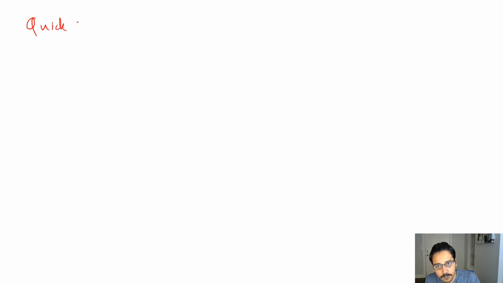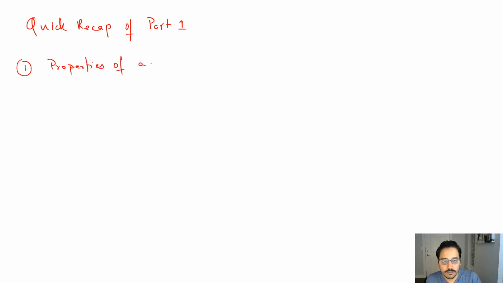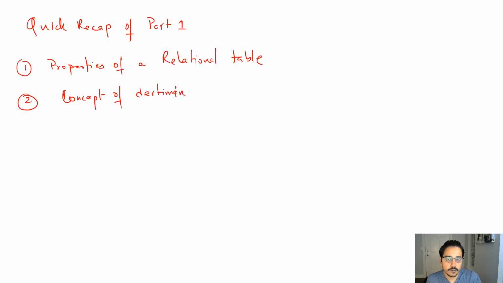A quick recap of part 1. We had talked about the properties of a relational table, and then we learned about the mathematical concepts, or the concept of determination, from which we developed and understood the concept of functional dependency and full functional dependency.